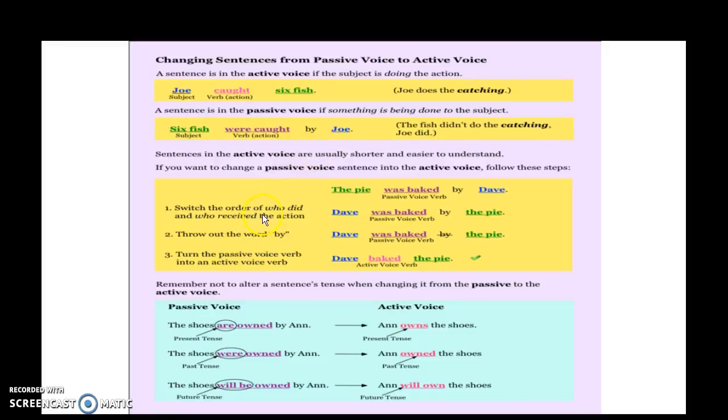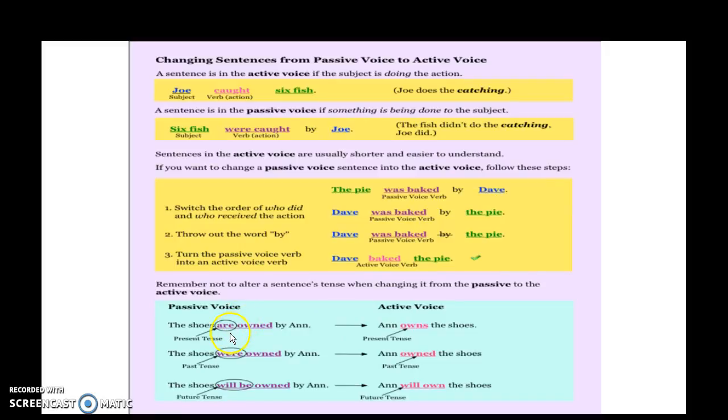Now, look at this. Switch the order of who did and who received the action. The pie was baked by Dave. Dave was baked by the pie. All right? That's kind of a silly sentence. Dave was baked the pie. Does that make sense? No. Okay? Dave baked the pie. Active voice. Okay? So the rest of these really didn't make any sense at all. So you know that that's active and you know that that's passive. All right?